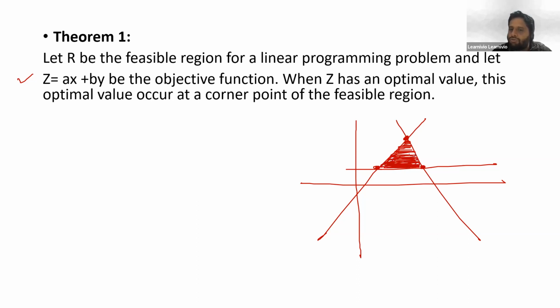So when you need to find the maximum or minimum value, you will draw the graph. Then you will find the value of Z at the corner points. I will tell you later on. The maximum or minimum value will occur at the corner point only, so there's no need to check any other point. You just need to take out the corner points and check the value of Z there. Whatever maximum or minimum value you get, that will be your final answer.